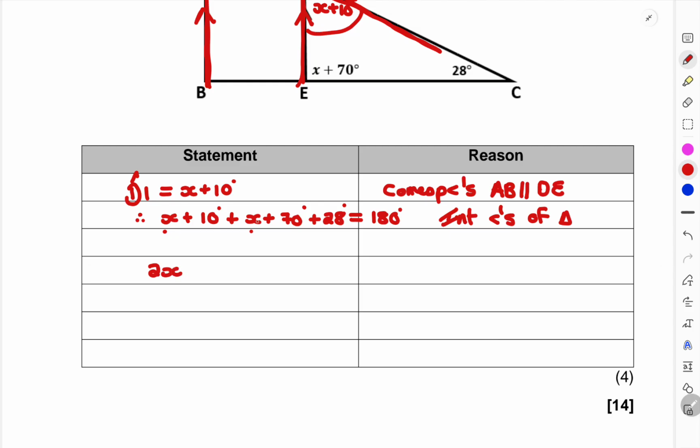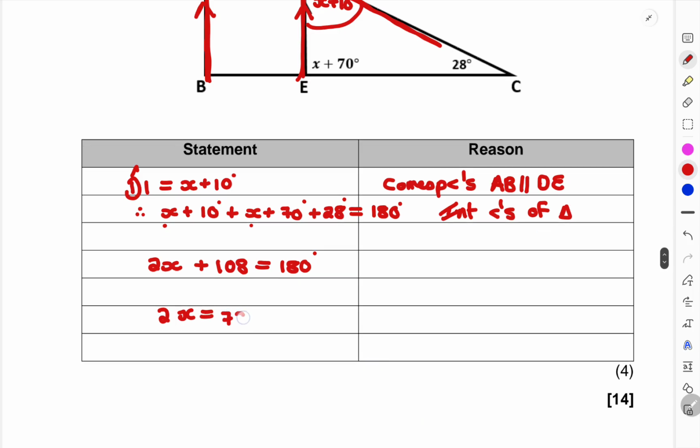So x plus x, there is 2x. 70 plus 10 is 80, plus 28 is 108, and 108 plus 2x gives you 180, which gives you 2x is equal to 72 degrees, and if you divide by 2 on both sides, you get x is 36.